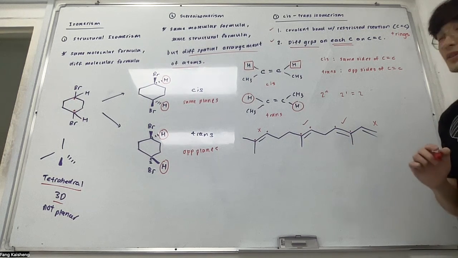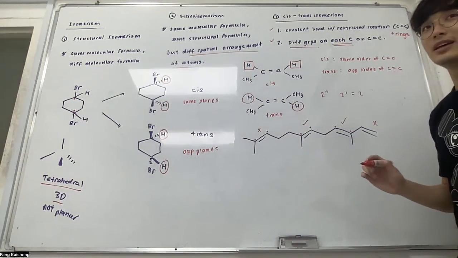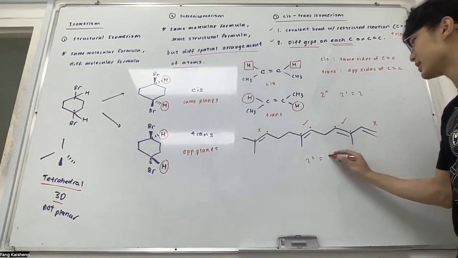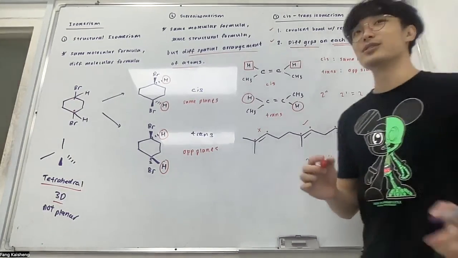So what's the total number of stereoisomers? 2? Oh, 4. Yes, okay, 2 to the power of 2, you must take all this, then you can get 4. So that's the answer to this.